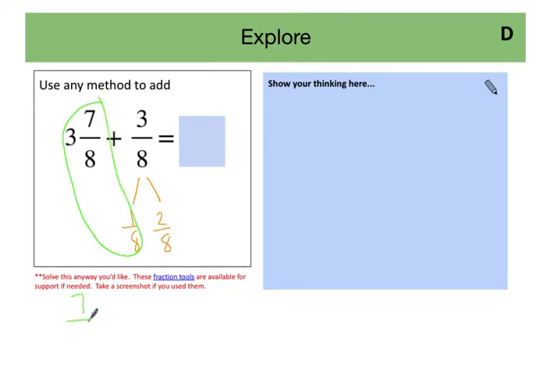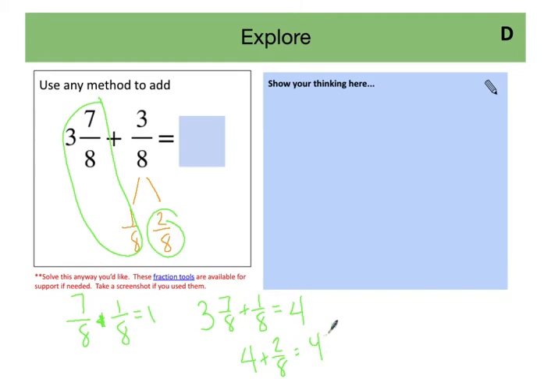Because I know 7/8 plus 1/8 gives me a whole. So 3 7/8 plus 1/8 can bring me to 4. And then I still have that remainder of 2/8 to add. Let's go ahead and look at the next slide.